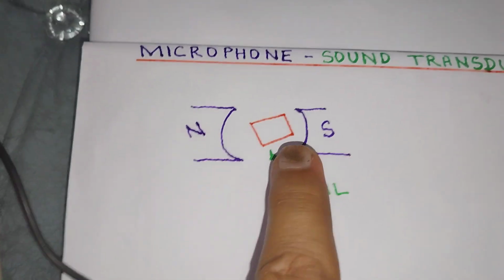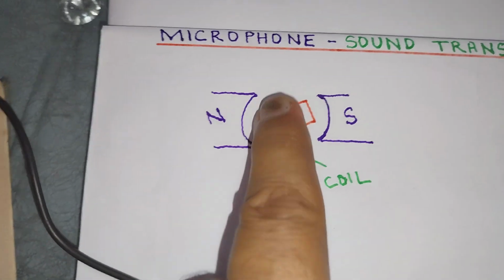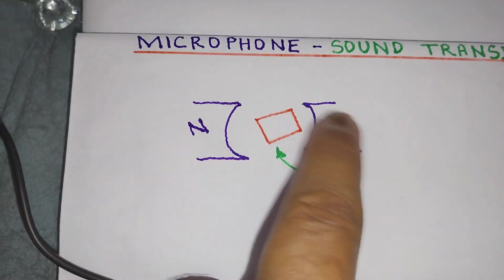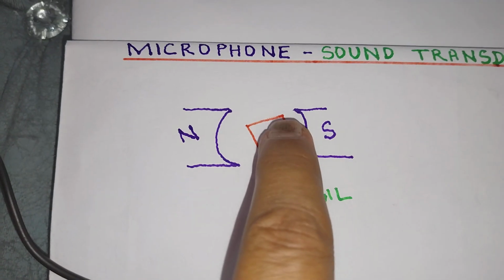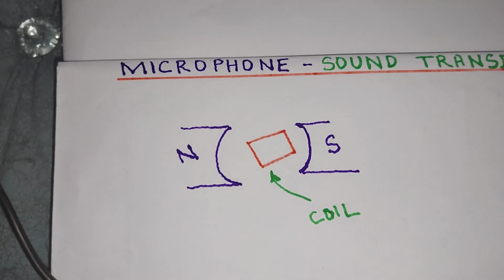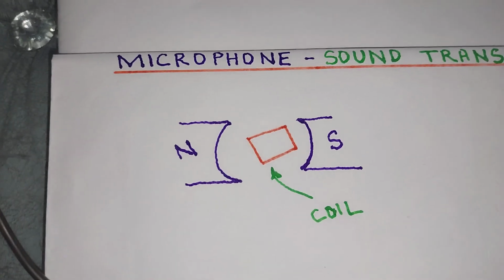We know that when its coil is rotated or changes its location in between a magnetic field, an EMF shall be generated there. The same principle is used here in the microphone also.